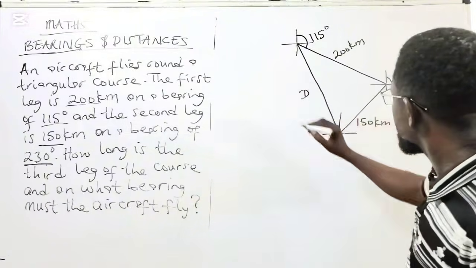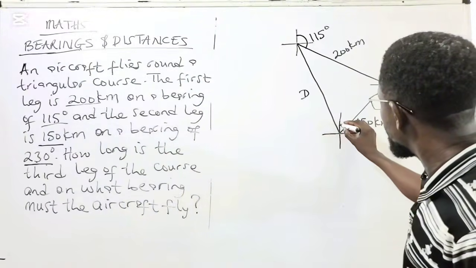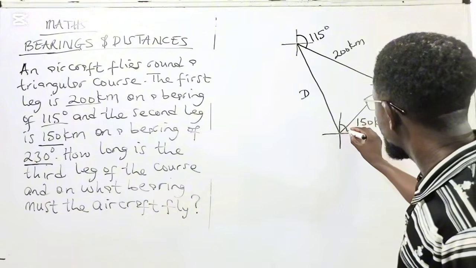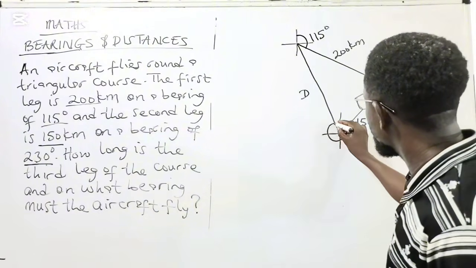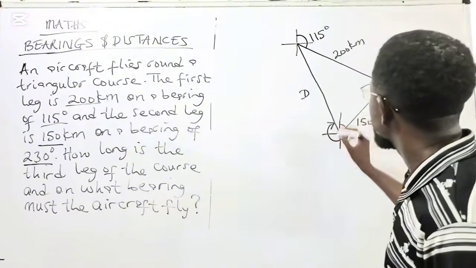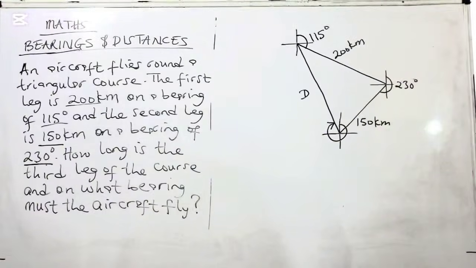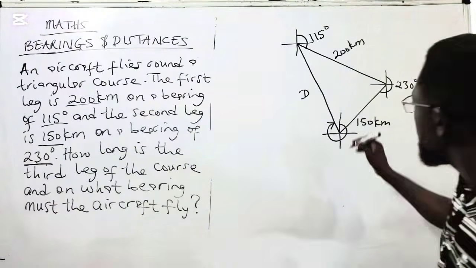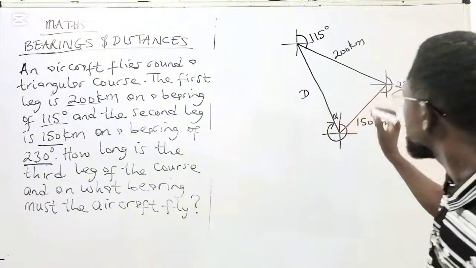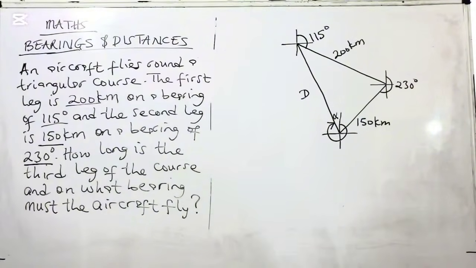So for this third course, the aircraft is going to fly from here, that's the North Pole, down to this point. That's the bearing we are looking for. The first thing I need to get is this angle here. Let's call that alpha. Once you get that angle, subtract from 360. The small angles at the points add up to 360.